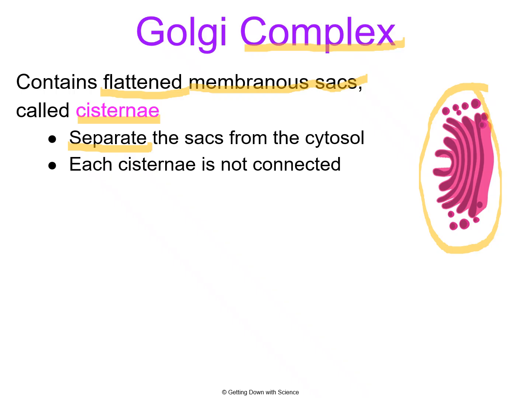So they're very tightly packed, however, they're not attached. Each cistern is not connected. So that's what I just said. And then also, there is some directionality to the Golgi apparatus. The Golgi apparatus, its function, and I'm going to get into its function in a lot more detail, but it is regarded as the UPS of the cell. So it is responsible for packaging and processing protein.